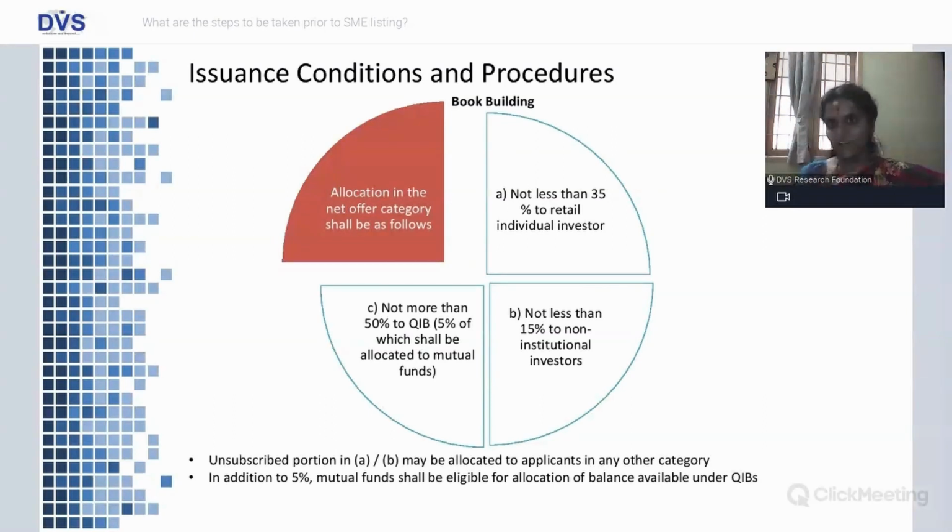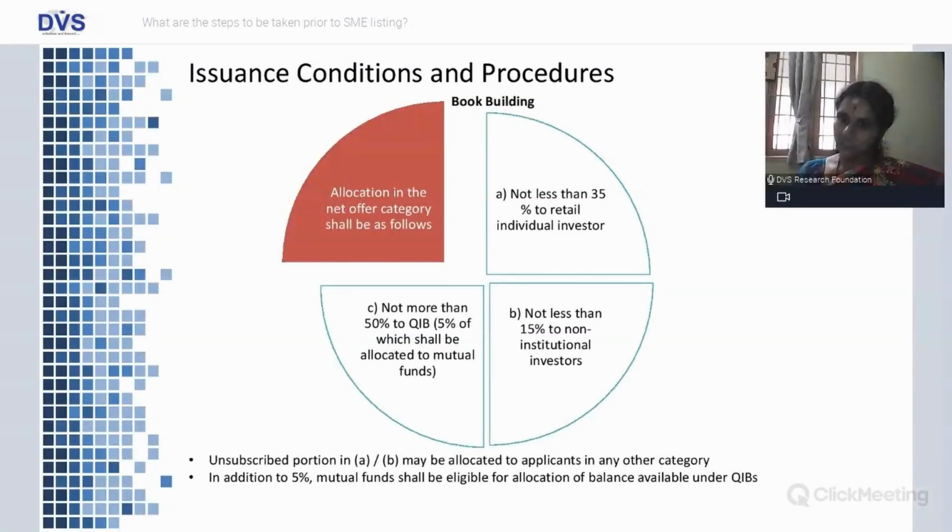Over and above that, what you have is the remaining offer category. And here it talks about the allocation in this particular manner when it comes to the book building process. Allocation in the net offer category shall be as per this chart, where not less than 35% to retail individual investors, not less than 15% to non-institutional investors, and not more than 50% to QIBs. Who are QIBs? Your qualified institutional buyers. Again, the categories of QIBs are as defined in your ICDR regulations, and 5% of this particular 50% chunk should go to mutual funds, because you have several funds in the QIB list, and 5% of that shall be allocated to your mutual funds.